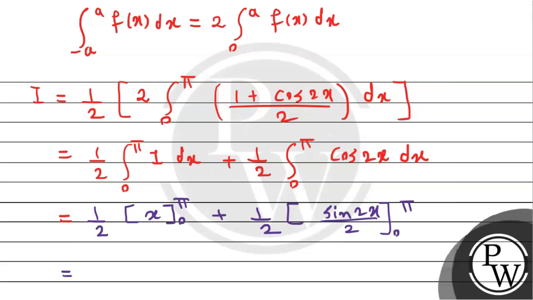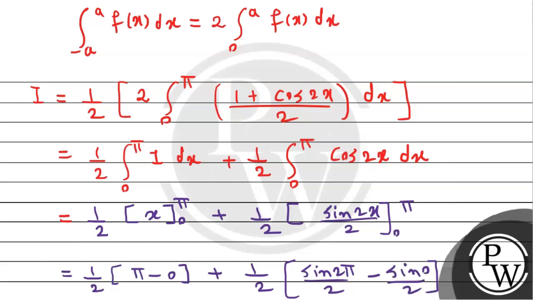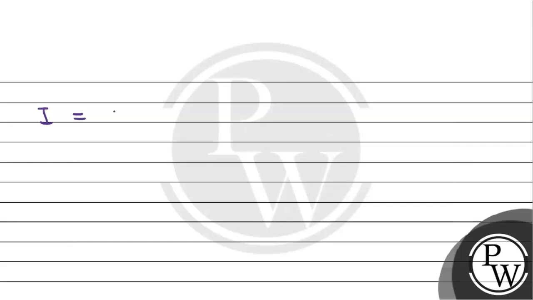Now if we substitute the upper and lower limits, it becomes 1 by 2 times pi minus 0, plus 1 by 2 times sine of 2 pi by 2 minus sine 0 by 2. Now sin 0 is 0, while sin 2 pi is also 0. So what remains is pi minus 0 by 2, that is pi by 2. So the required answer to the integral will be pi by 2, and therefore this is the required answer of this question as per the given options.